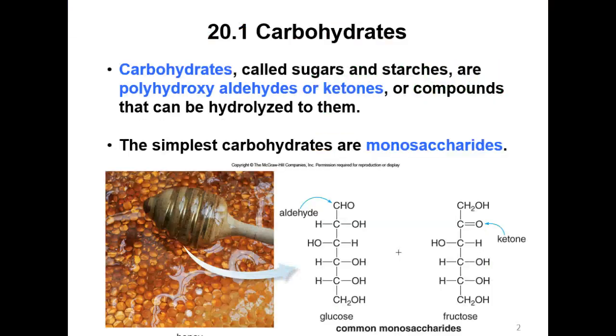All right, chapter 20 is about carbohydrates. They are known as sugars and starches. They're what's called a polyhydroxyaldehyde or ketones, or compounds that could be hydrolyzed into them.